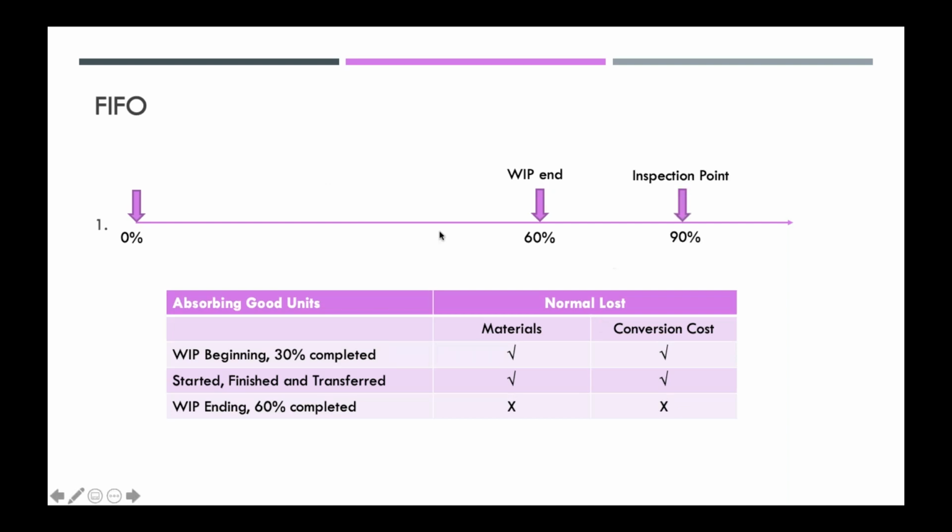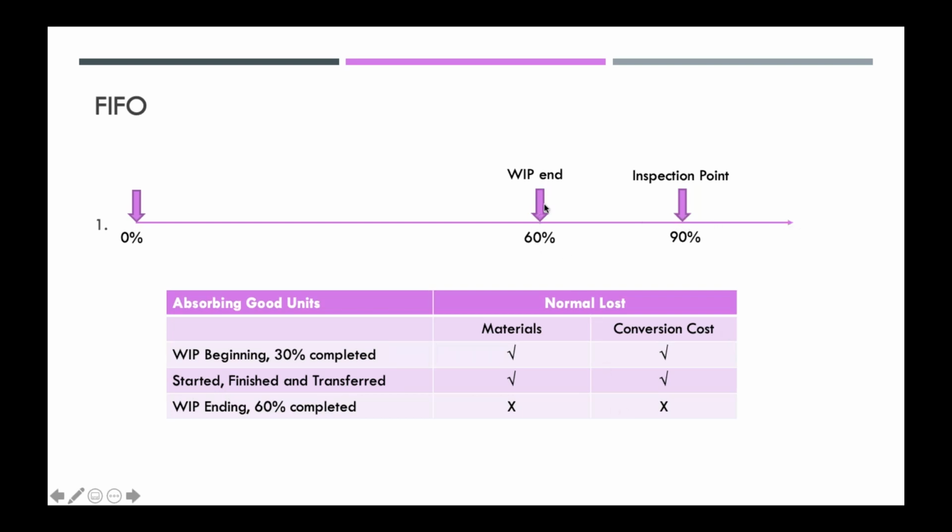Scenario 3 is 90%. Inspection point. So look at this one. Yung ating work in process beginning, which is 30% complete, mga nandito na yon, at na-complete siya hanggang dulo, inabutan siya ng inspection point at 90%. So after 90% inspection point, nalaman na merong normal loss at nalagyan siya ng materials. So therefore, makikishare siya dun sa mga cost ng materials for normal loss. Kasi inabutan siya dun eh, yung beginning work in process natin. Of course, yung started, finished, and transferred, inabutan din yan sa 90%.